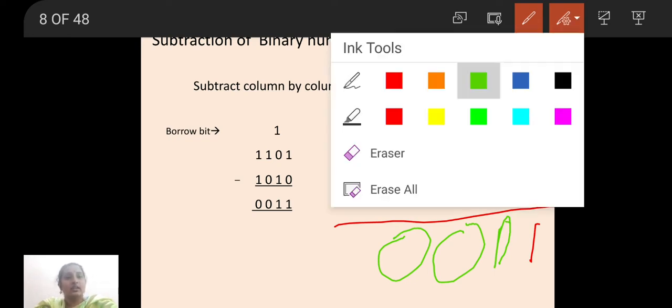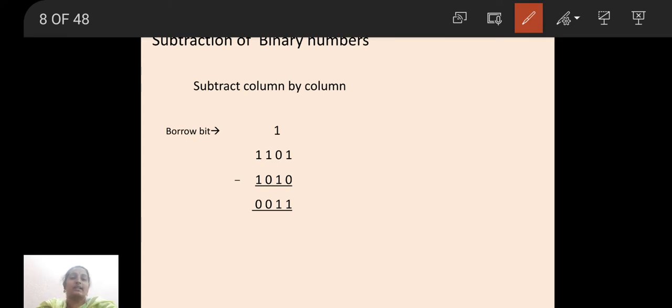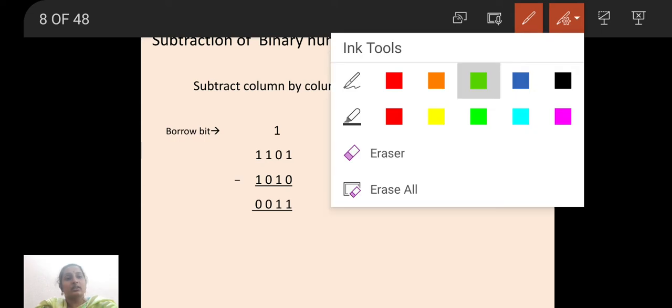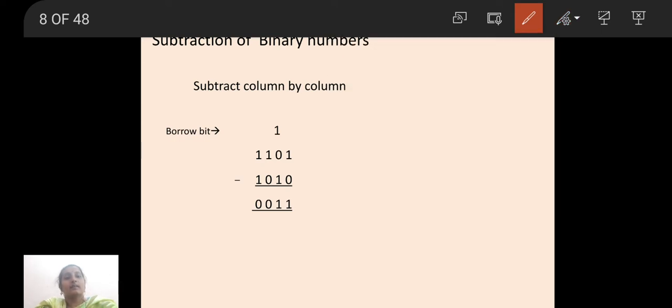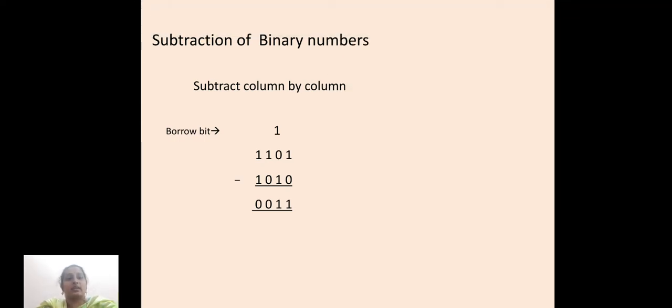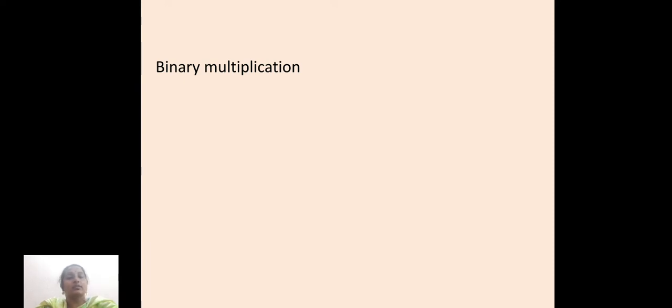Is it clear? So if we would like to accept borrow from the beside bits, if it is a 1, if we take 1, then nothing is there in that position. So this is about binary subtraction. Next, while coming to binary multiplication, it is again similar to that of our decimal multiplication.